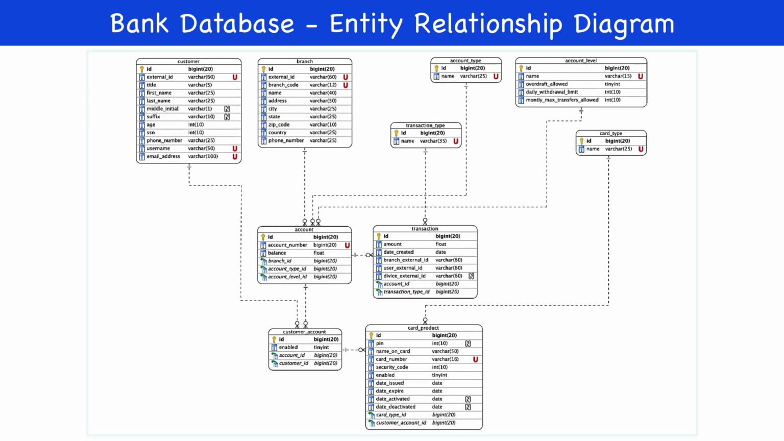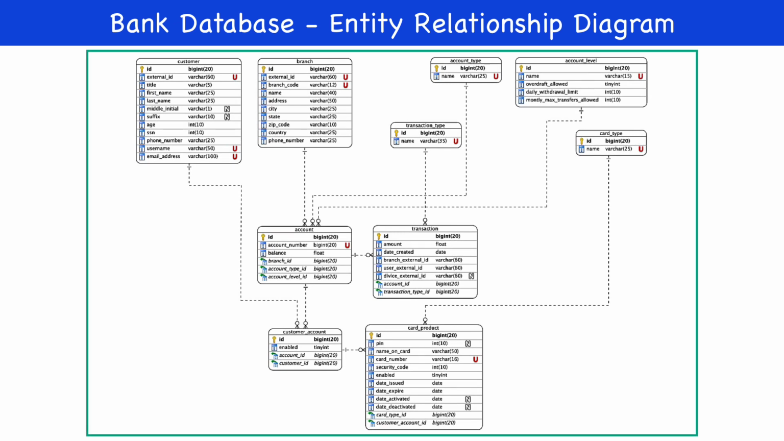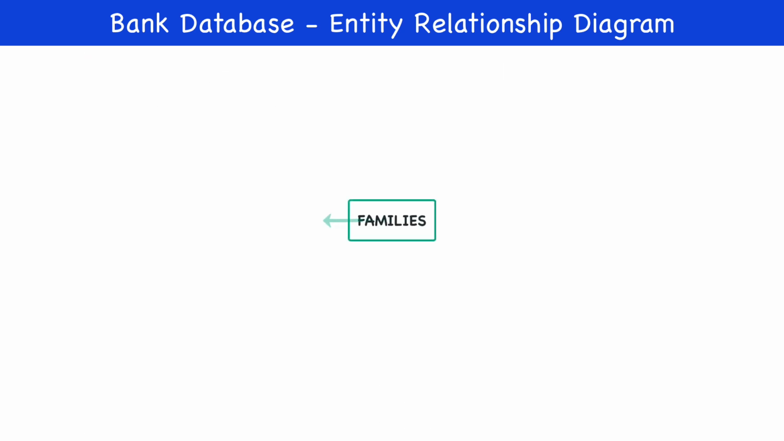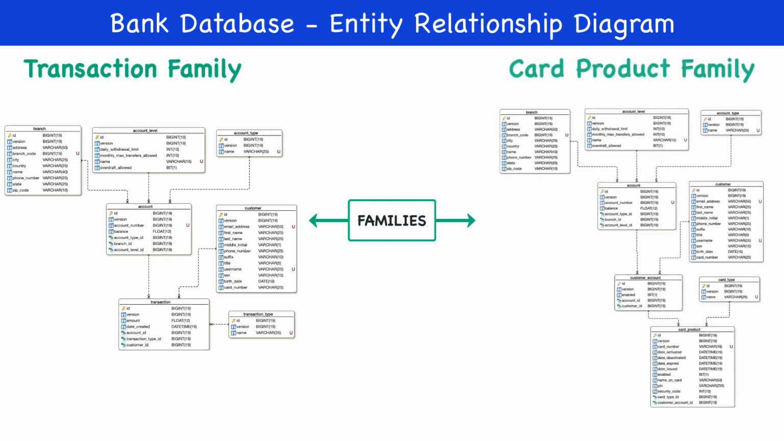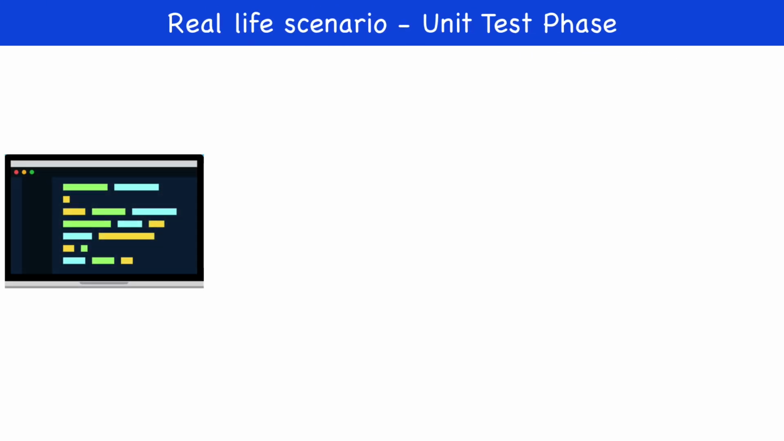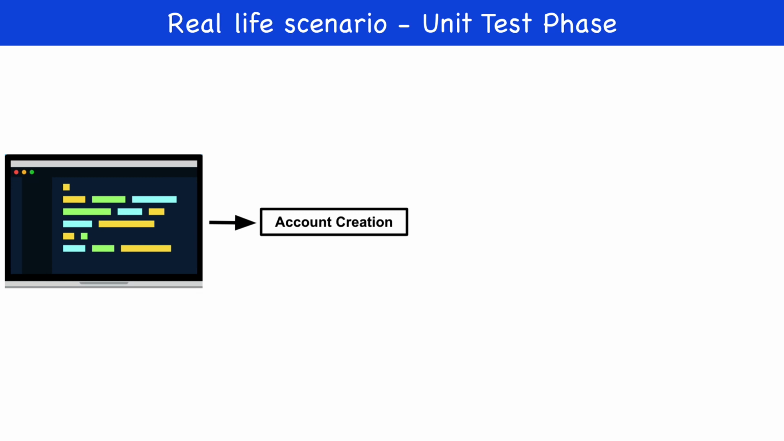This is a full view of the bank database entity relationship diagram, showing various tables and their relationships with each other. G-families helps to simplify this bank data model into smaller related family groups such as the transaction family and card product family. With the base set, now let's explore a real-life scenario where the team has just completed the development activities for the account creation module.